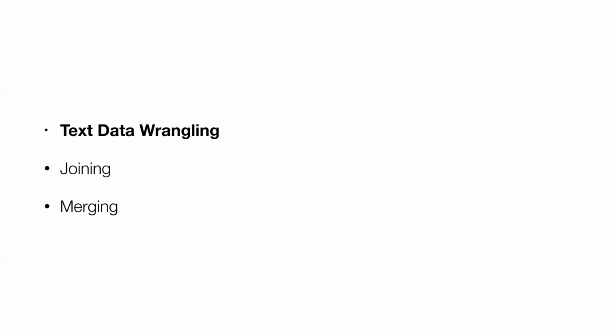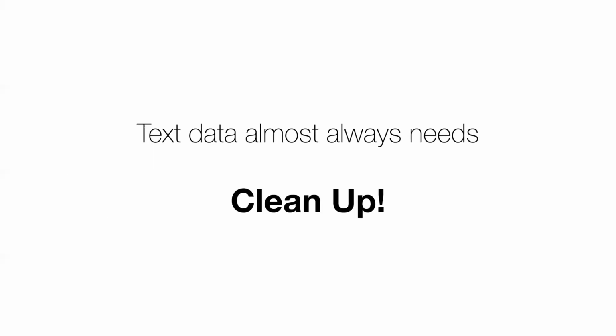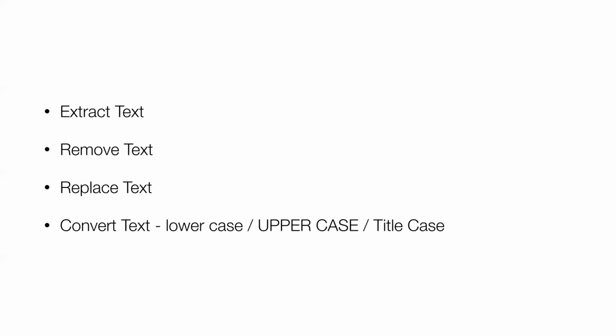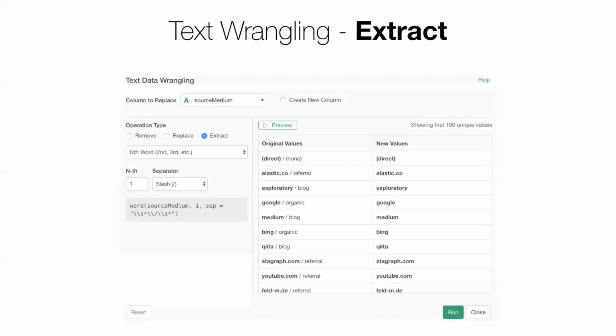So text data wrangling, joining, merging, there are a bunch of things you can do. But in this topic, I want to cover text data wrangling and joining. I'm not sure we have time for merging, but let's go with text wrangling first. Text data almost always needs cleanup. You extract data, remove data, replace text, or convert, and so on. So many things you can do.